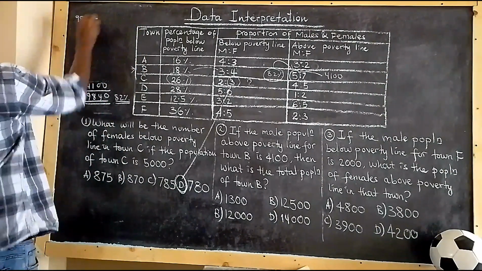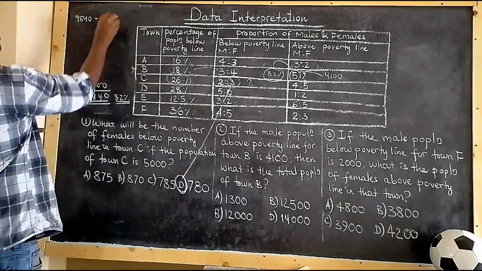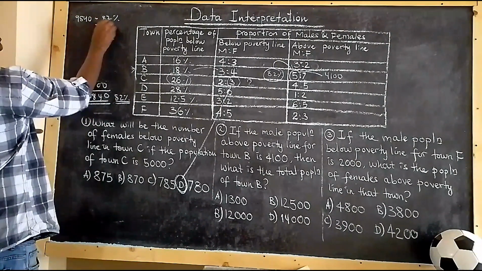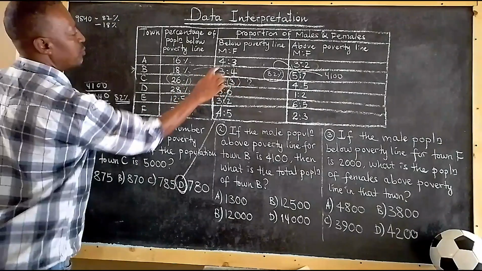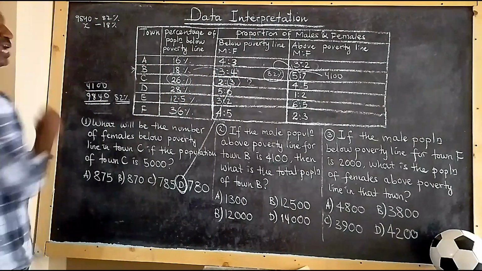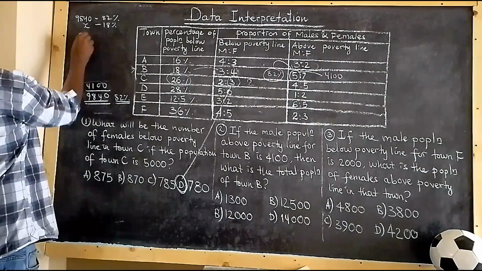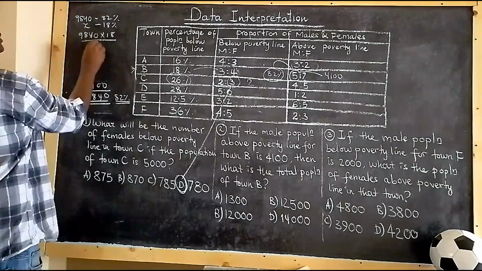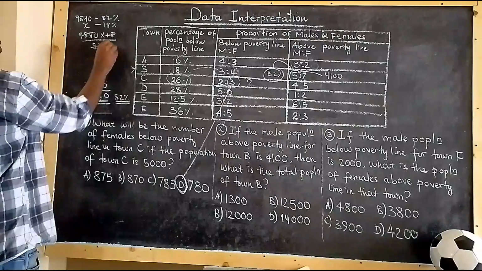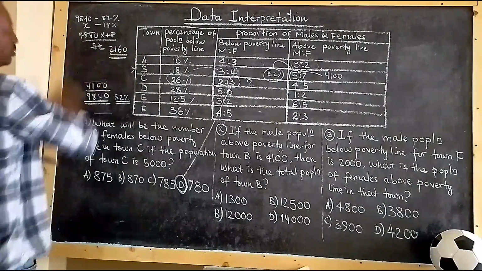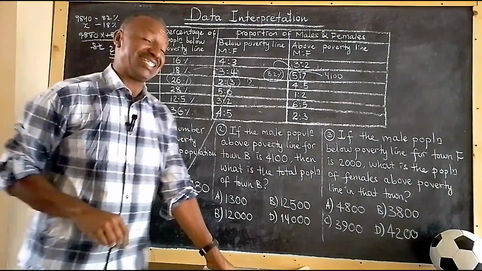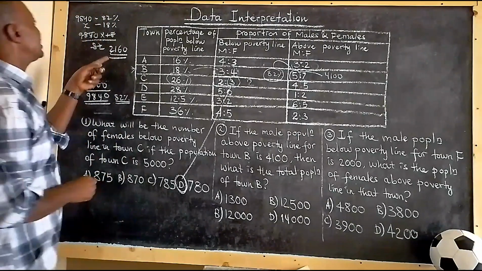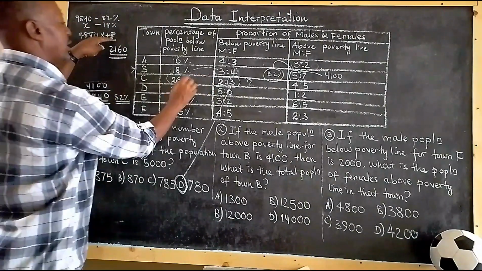9,840 is 82%. So what will be the 18%? This population, then, is going to be X. So therefore we can get 9,840 times 18 over 82. If you cancel this, you can get 2,160. 2,160 is 18%, this one, right?